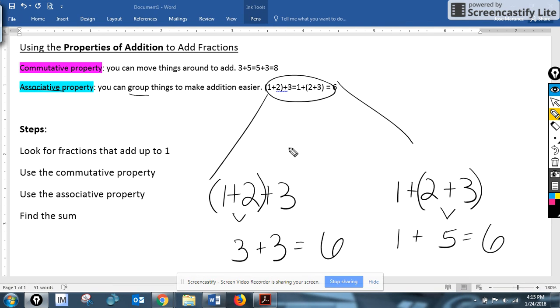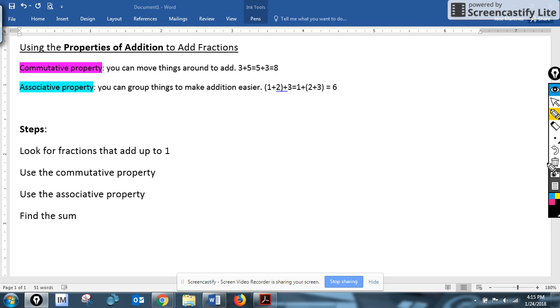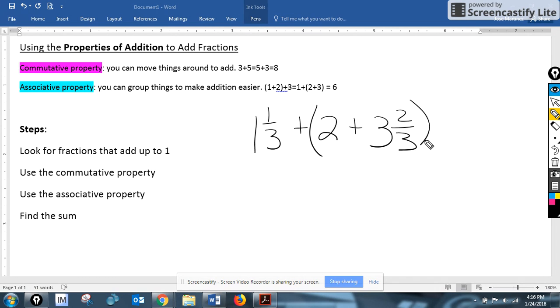So why do we need to know these properties? It makes it easier to add, especially with fractions. Let me give you an example of one. Let's start with 3 separate addends that are mixed numbers. So I have 1 and 1/3 plus 2 plus 3 and 2 over 3. And according to this equation, it has parentheses right here. Holy moly, that looks difficult, but it's really not. So let's go over the steps on how to use these properties to help us add with ease.